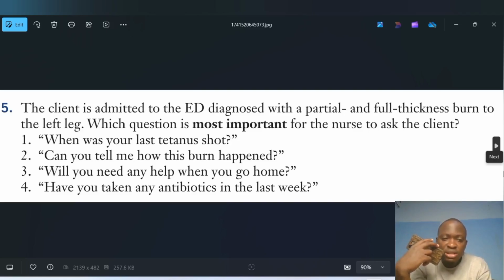Oh my god, avoid this question. This is not time for assessing such questions which are not gonna save the life of the patient. Number 3, will you need help when you go home? Those are discharge questions, not priority right now. Have you taken any antibiotics in the last week? No need right now. Alright.